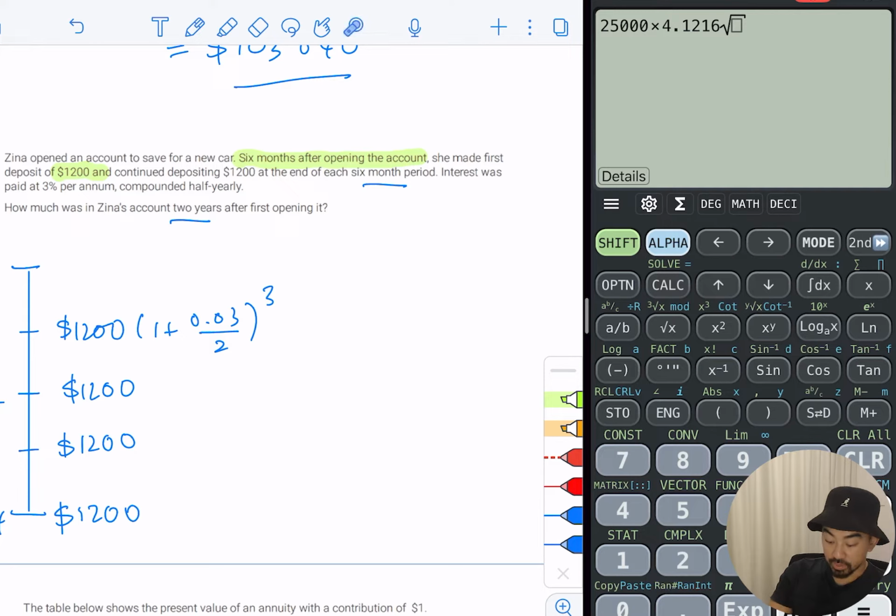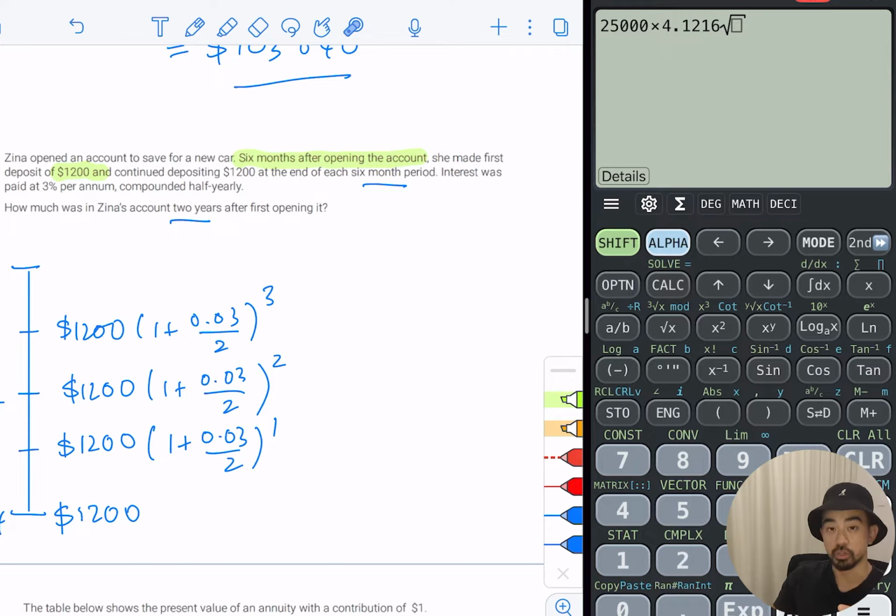What about the second contribution? She's putting in this for 1, 2 periods, so it's going to compound for 2 periods. Same again. It's going to be 1 plus 3% as a decimal divided by 2, but this time it's only going to be there for 2 periods. Then, second lastly, you've got this $1,200, which is going to sit there for 6 months, compounding interest. So 1 plus 0.03 over 2 to the power of 1. And then lastly, this one is not going to get any interest because she's putting it in at the end of that 6-month period. So it's just going to be 1,200 by itself.